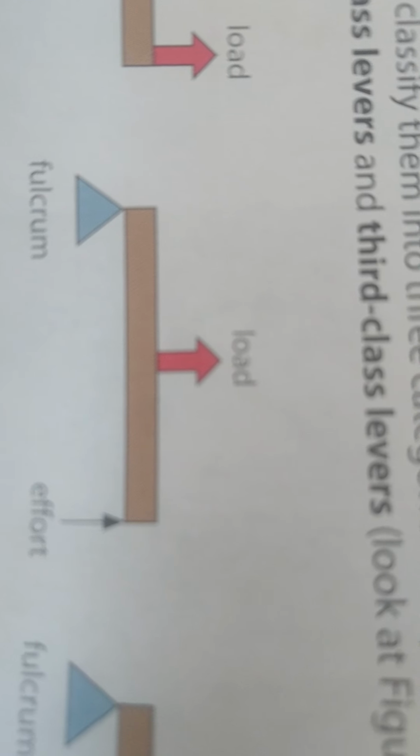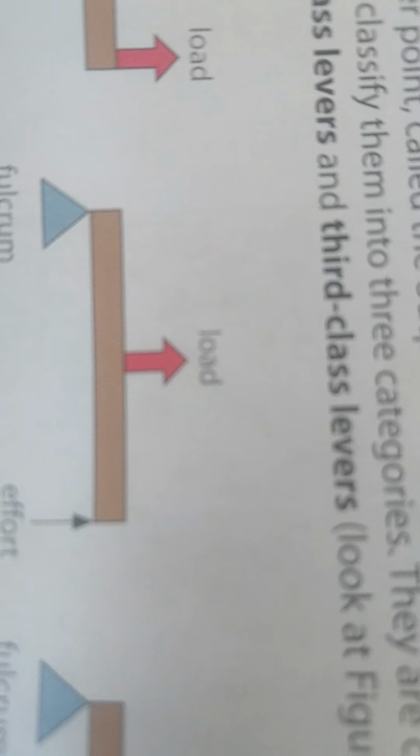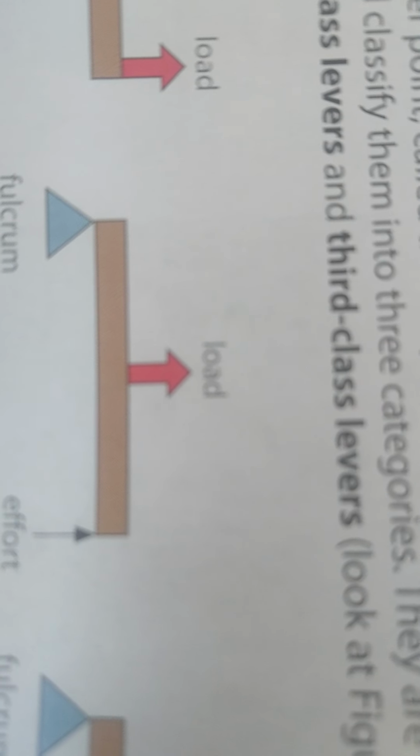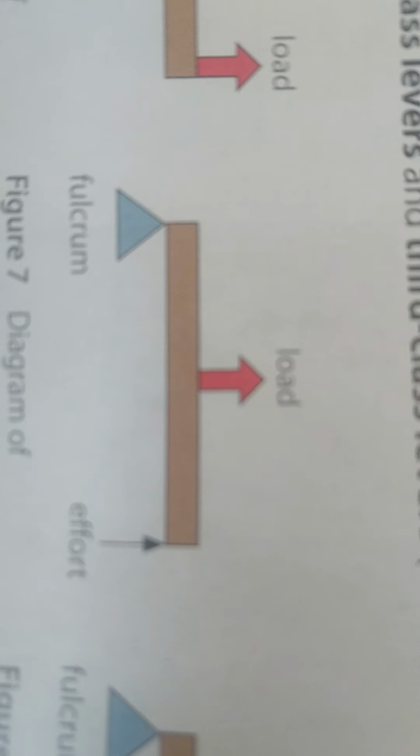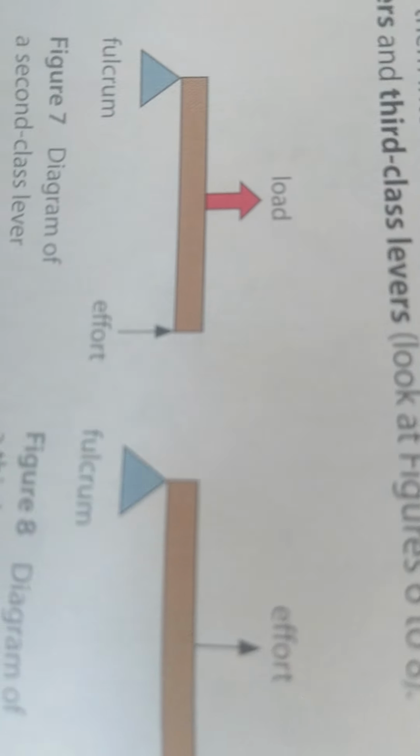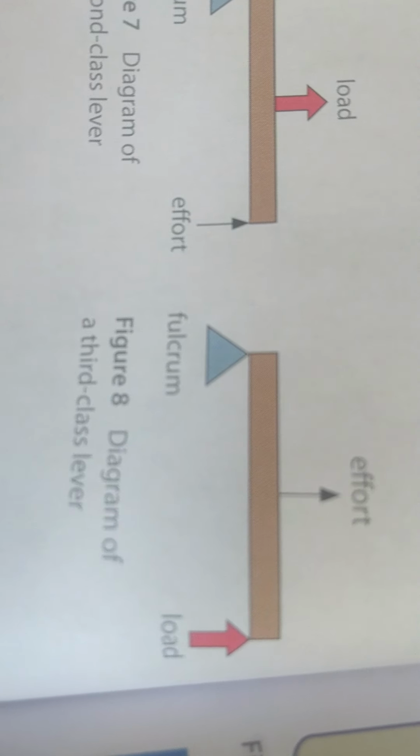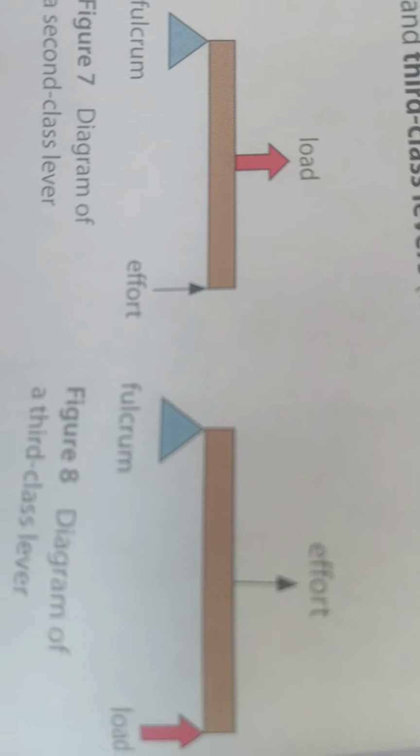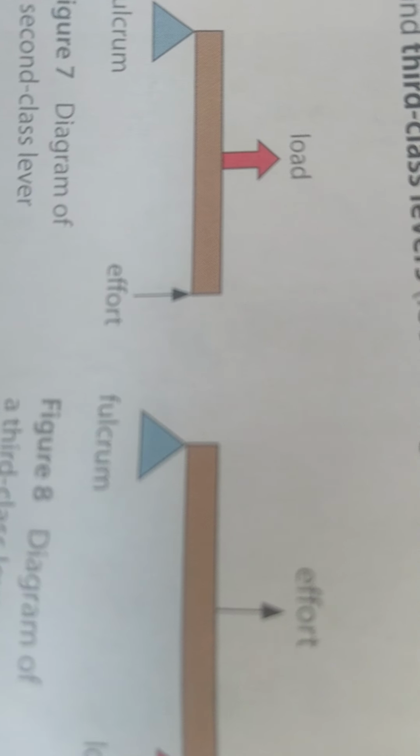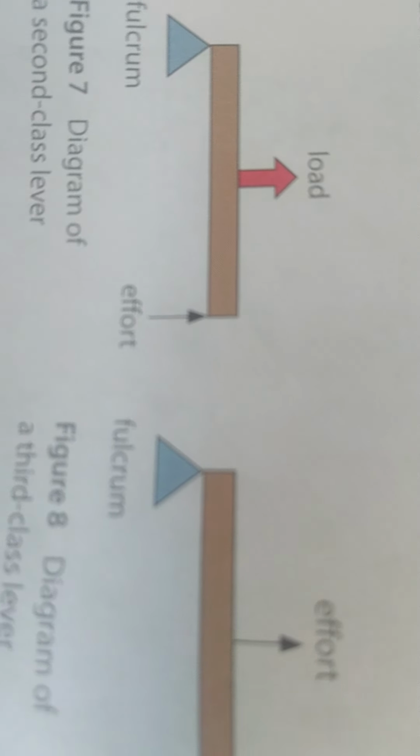In the second class lever, it consists of a fixed bar that multiplies a force by placing a load between the effort and the fulcrum. So in our second class lever, our load is between the fulcrum and the effort. And lastly, in our third class lever, it consists of a fixed bar that multiplies a distance by exerting an effort between the fulcrum and the load. So if you look here at our third class lever, the effort is between the fulcrum and the load.